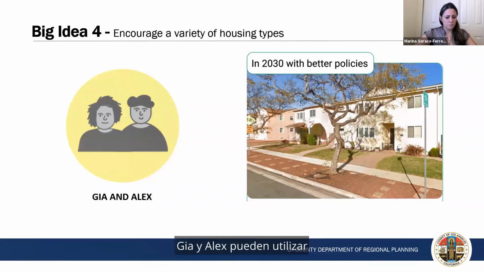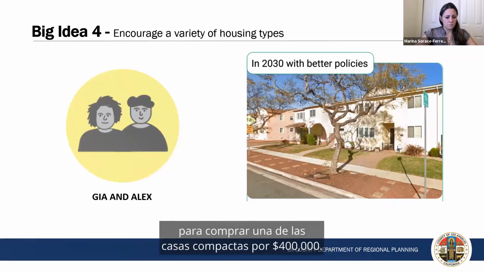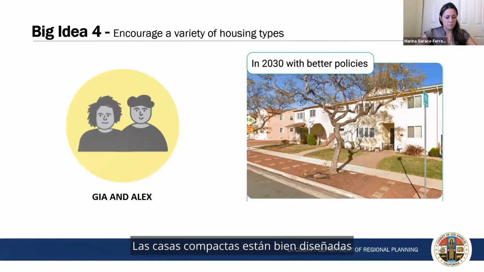Gia and Alex are able to utilize the county's home ownership program for first-time home buyers to buy one of the compact homes for $400,000. The compact homes are well designed and great additions to the neighborhood.